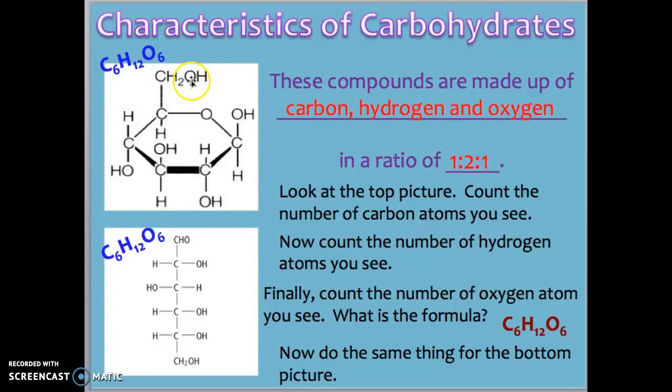Starting up here at top, there's 1, 2, 3, 4, 5, 6. So I have 6 carbon to 12 hydrogen to 6 oxygen. If you count this one down here, you will come up with the same chemical formula, C6H12O6. If you simplify those numbers, you get a ratio of 1 to 2 to 1, 6 to 12 to 6. Because of that proportion of those atoms, I know that I'm dealing with a carbohydrate.